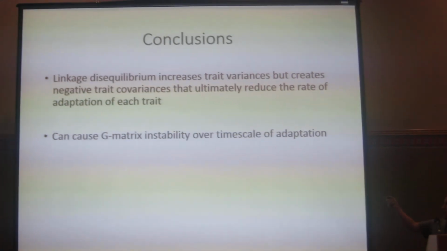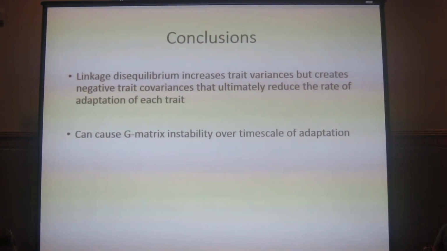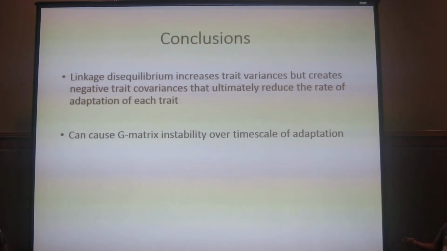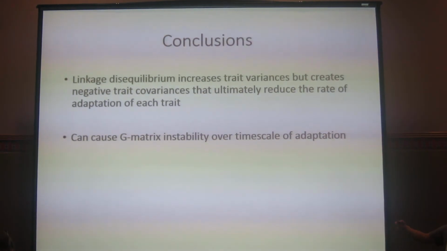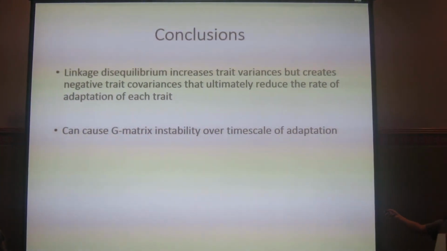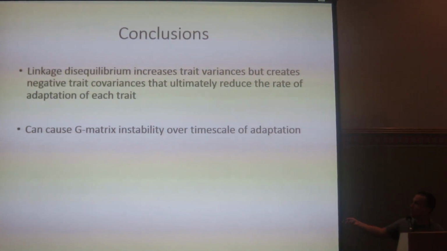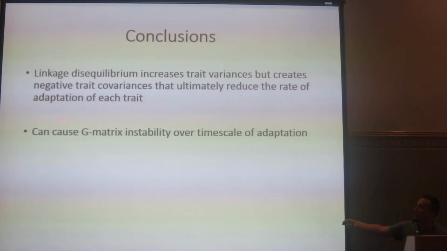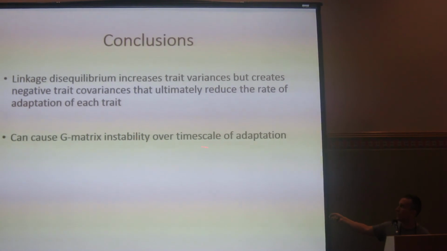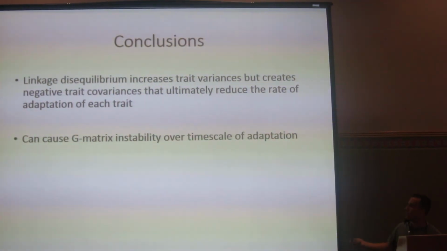So just in summary, we've used this model, which is driven entirely by linkage, and it describes the evolution of two traits. We found that this model explains the observations that we made in the beginning. What we get is a reduction in the rate of adaptation of one trait, and we also know that the G matrix, as a result of linkage disequilibrium, is unstable over larger scales of time because of linkage.